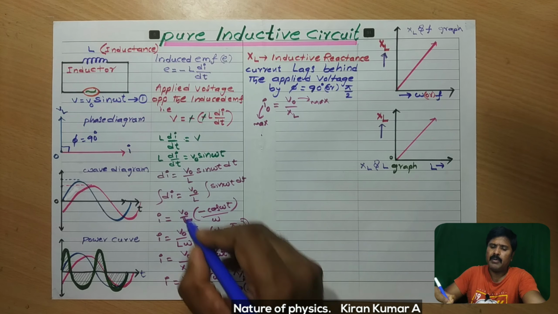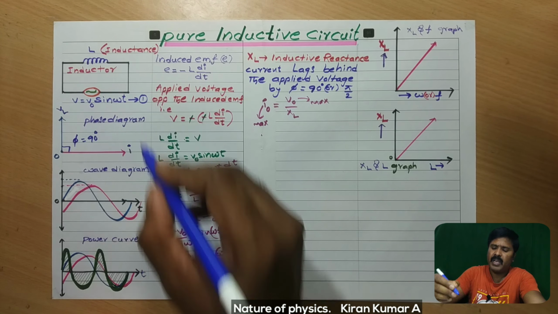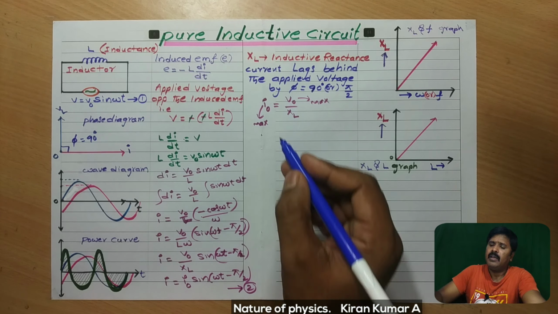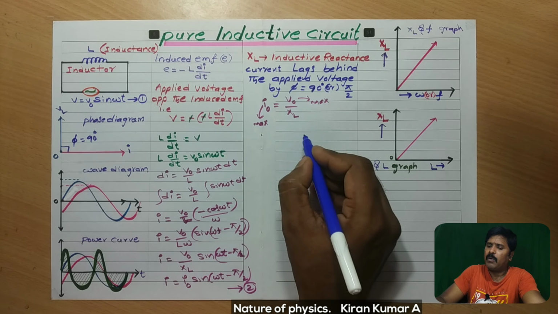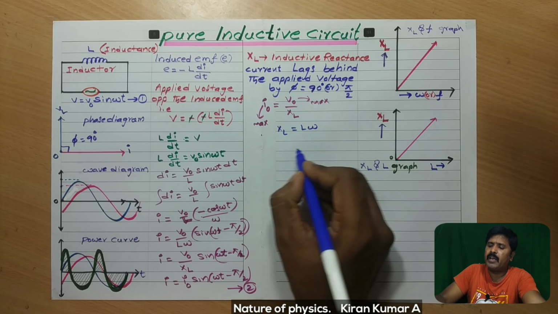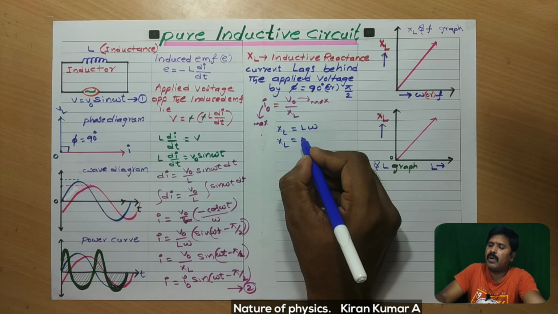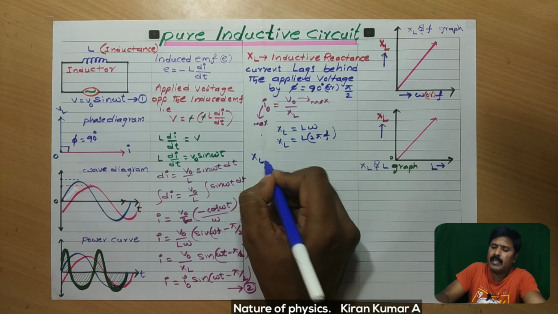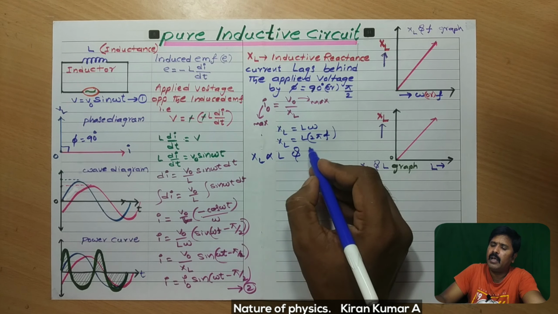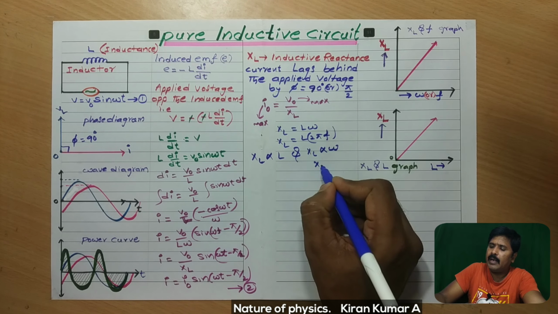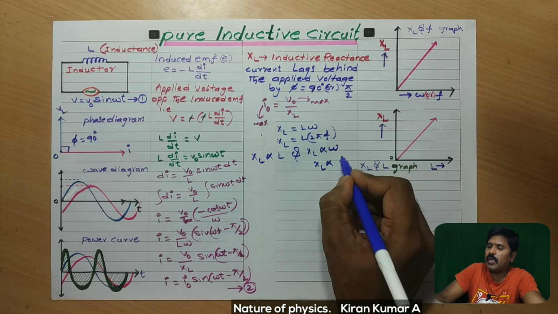Clearly we can identify this is sin omega t, and here we got sin omega t minus pi by 2, that is minus cos omega t. Now replacing the XL value, XL is equal to L omega, so XL is equal to L omega, where omega is 2 pi f. So here XL is directly proportional to L, XL is directly proportional to omega, and XL is directly proportional to f also.